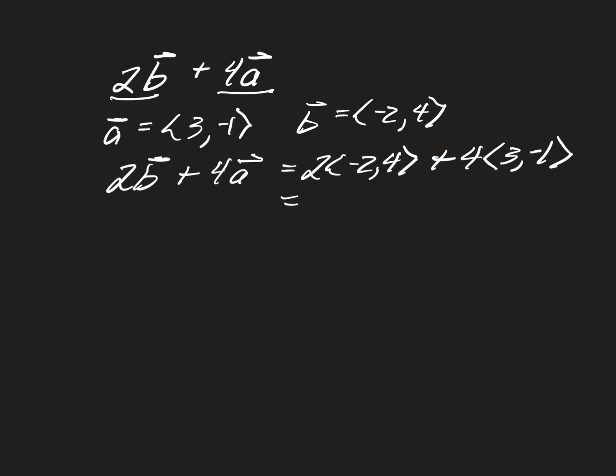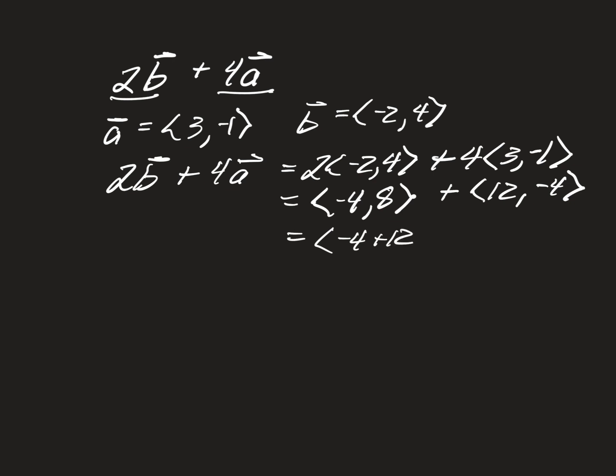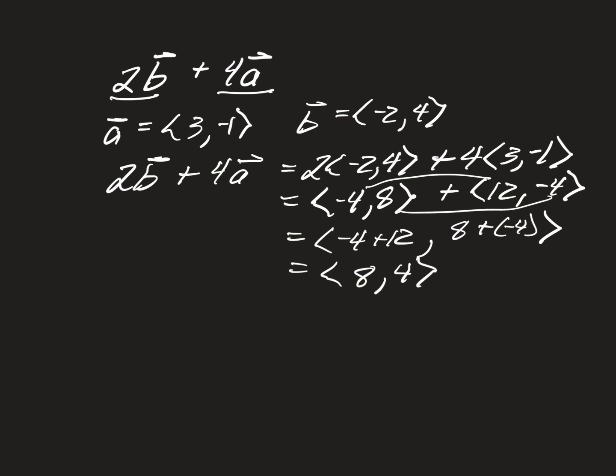So in this case, we do scalar multiplication first, and we end up with negative 4, 8, all right, plus 12, negative 4. And then we can add those. And so we get negative 4 plus 12, and then we get 8 plus negative 4. All right, adding them component-wise, right? And then that is equal to 8, 4. So there's our resultant vector. Okay, so those are the two component form type problems that you're going to encounter.